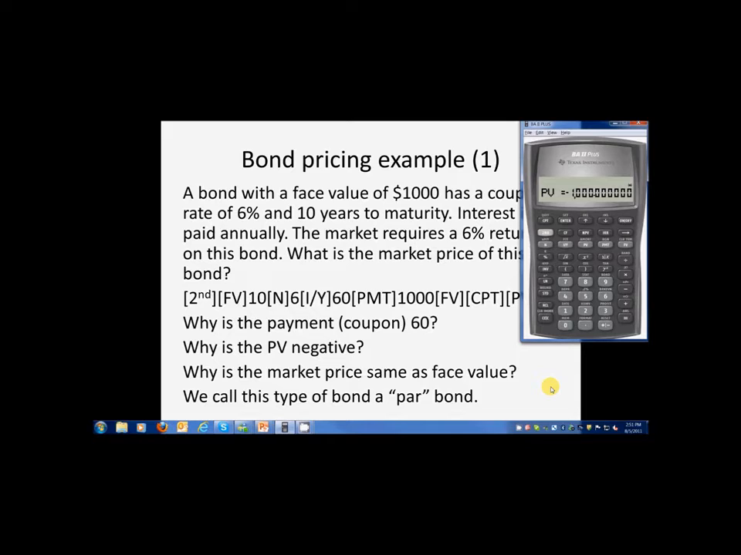Now this kind of bond that sells at its face value has a special name. We call it a par bond. So if anyone says something about a par bond, you know that the coupon rate is the same as the yield to maturity. You also know that the price is the same as the face value.